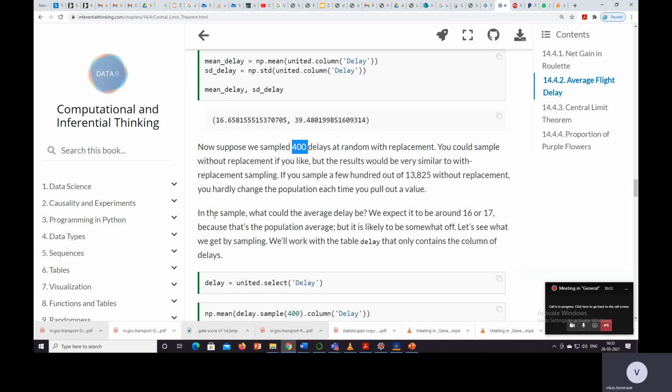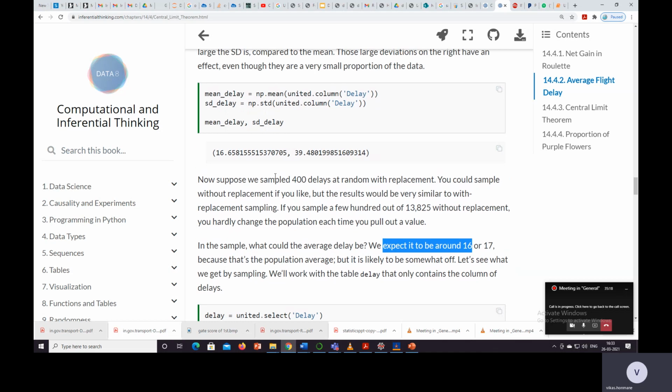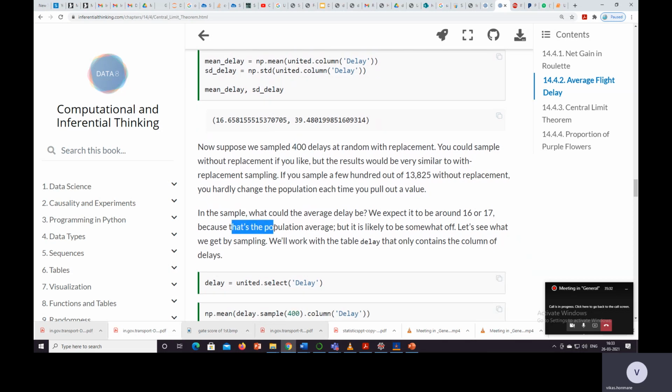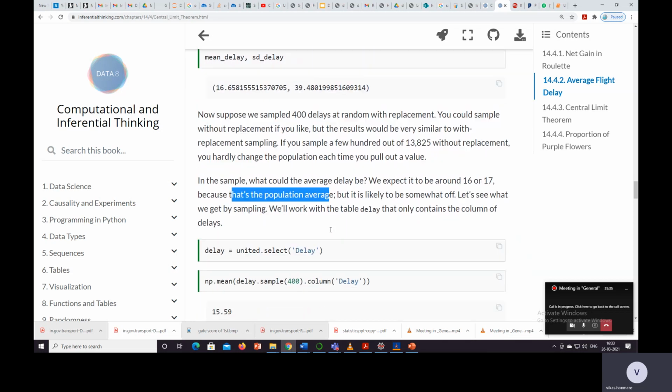So in the sample, what could the average delay be? We can expect 16. Whenever we take a sample, we expect that delay to be similar to the population delay, that means 16 or 17. That is our expectation, because that's the population average, but we are unlikely to get exactly the population delay. So we have considered the population as 13,825 and the sample as 400.